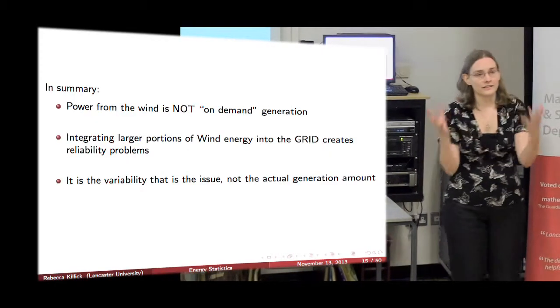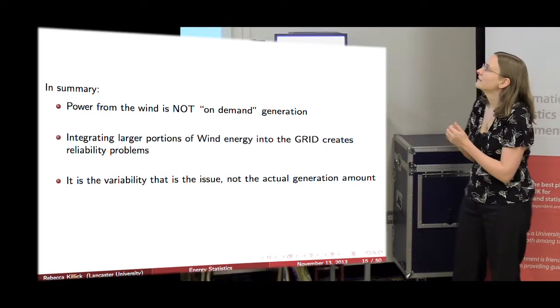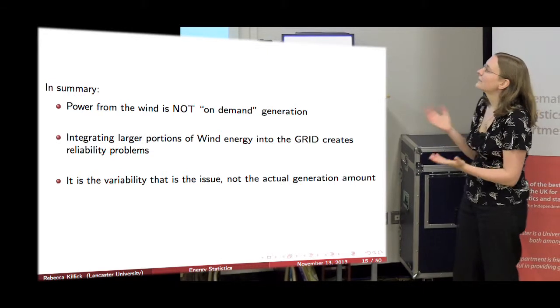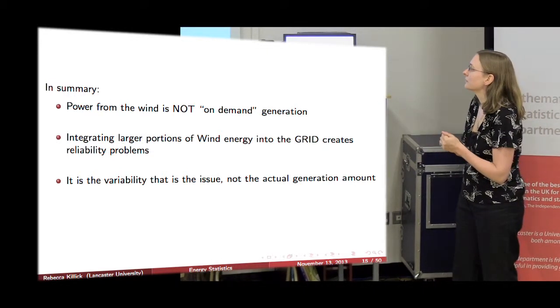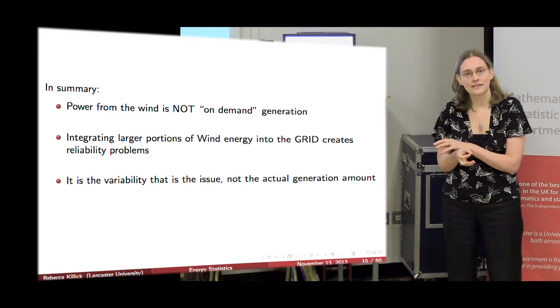So generally, hopefully, in that little summary of the grid, I've shown you that power from wind is not on-demand generation, obviously. Integrating larger portions of wind into the grid can create reliability problems, and it's the variability that's the issue, not the actual amount that's generated.